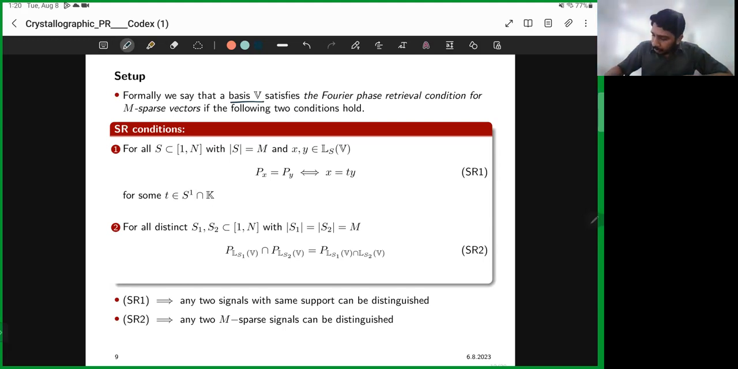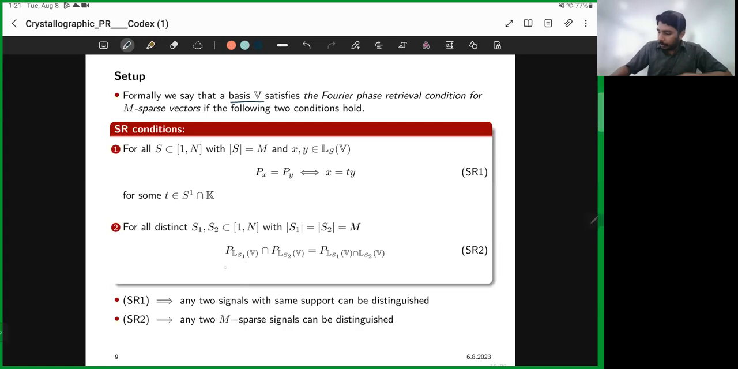And SR2 says, for any distinct supports S1 and S2 with size M, the intersection of the power spectrum values is the power spectrum of the intersection, right? So really, to boil it down and put it in English, SR1 says any two signals with the same support can be distinguished. So I start with the same support, and if two signals have the same power spectrum, then I can distinguish them up to a unimodular constant. And then SR2 says any two M sparse signals can be distinguished.